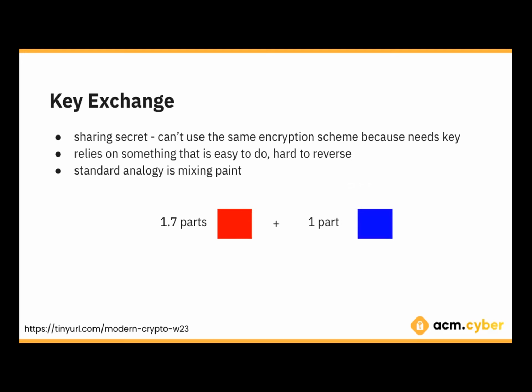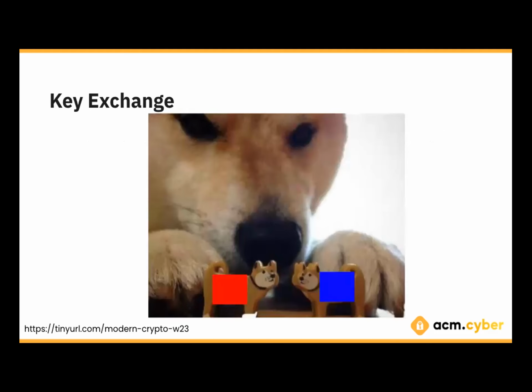And this relies on something that's easy to do, but hard to reverse. So the standard analogy is mixing paint. Let's say I tell you I have 1.7 parts red and one part blue, and then I mix it. So let's say you have that red, you have that blue, pow, you get that purple.